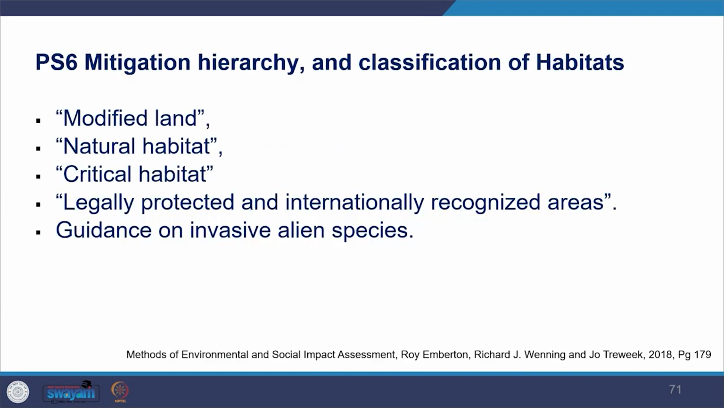And if you look at PS6, that particularly targets protecting biodiversity and maintaining the benefits of ecosystem services, and these things are given here. You can also look at the certain classification which PS6 introduces, like habitat classification: modified land, natural habitat, critical habitat, legally protected and internationally recognized areas. So all these classifications are there, so you need to take care of those classifications while performing EIA.